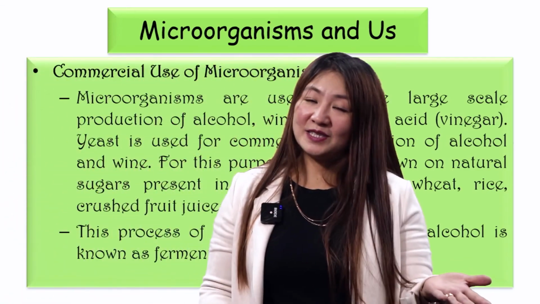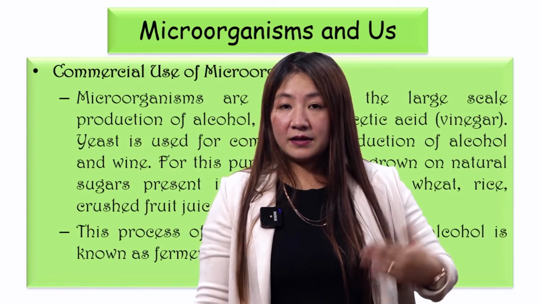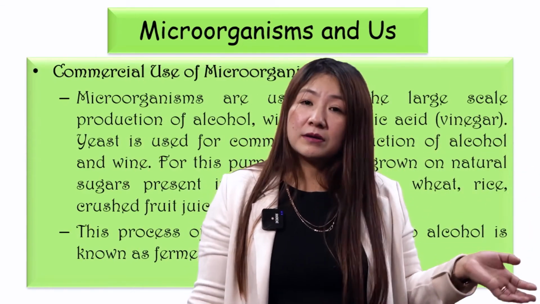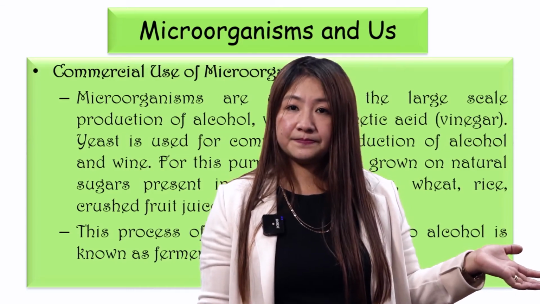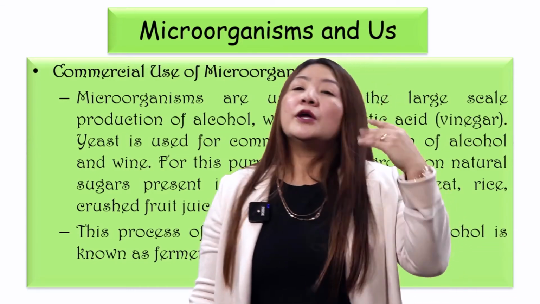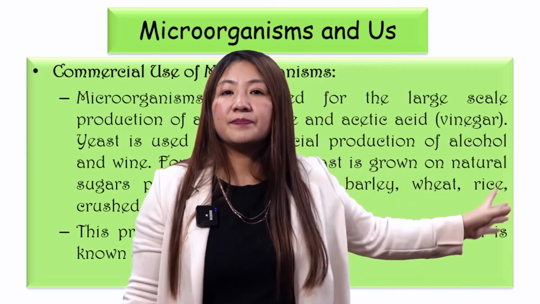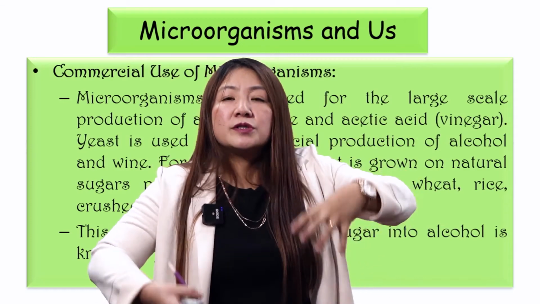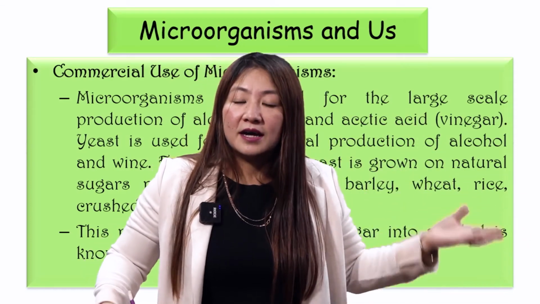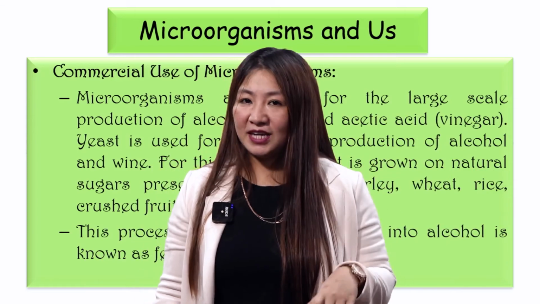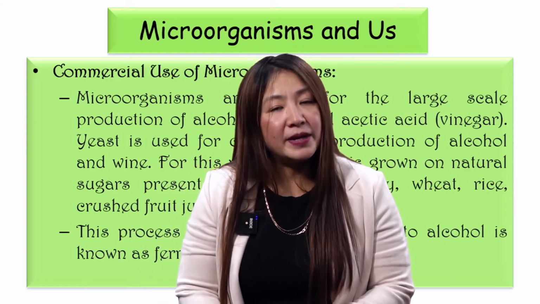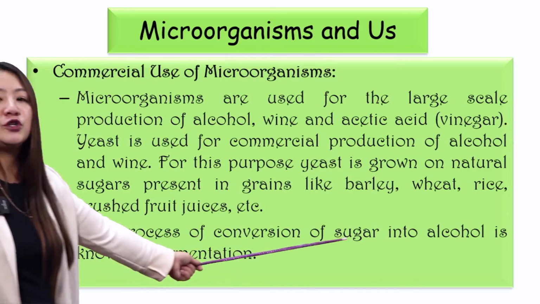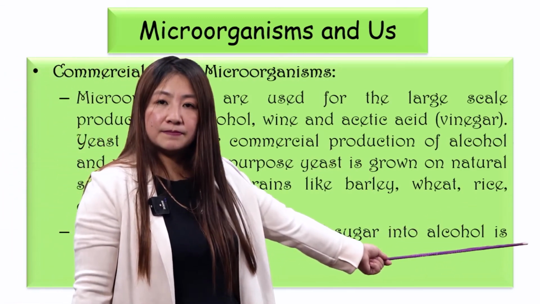All this alcohol is made, and they are able to produce this wide range of alcohol, only because of microorganisms, yeast. In this process, you add the yeast to all these food products. The yeast will feed on it, and they will produce alcohol and carbon dioxide. And this process is known as fermentation. What? Fermentation. The process of conversion of sugar into alcohol.